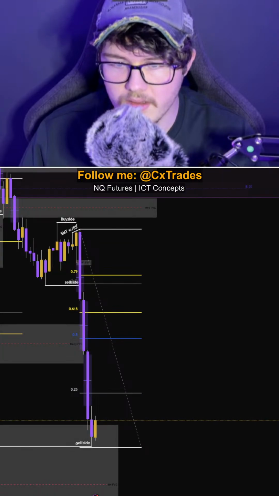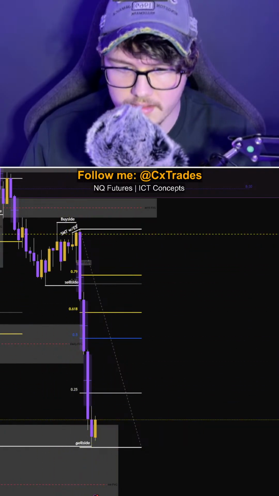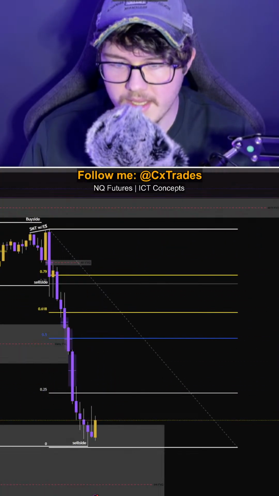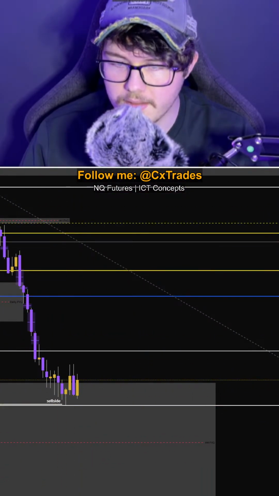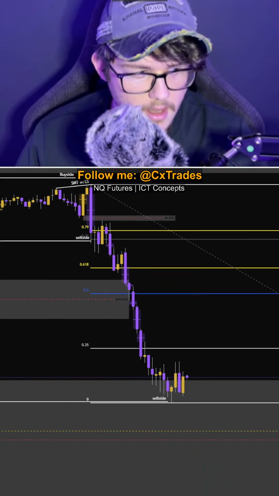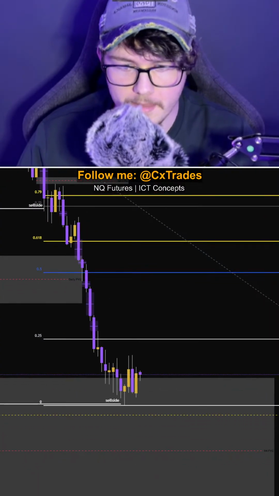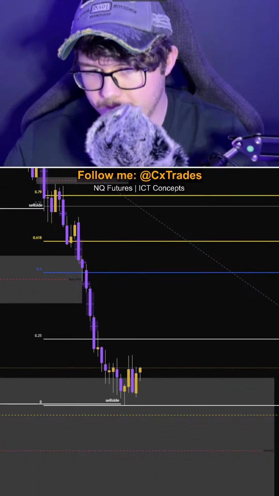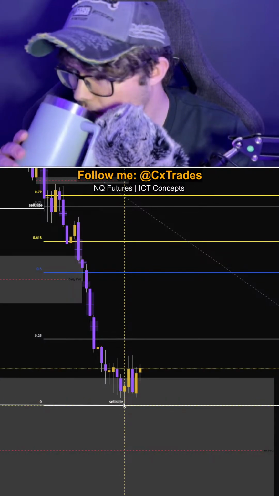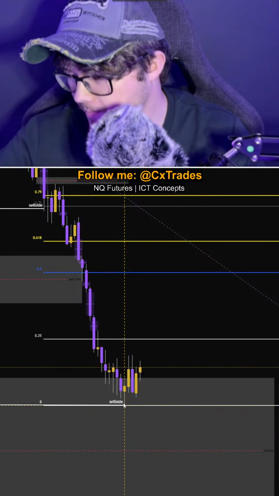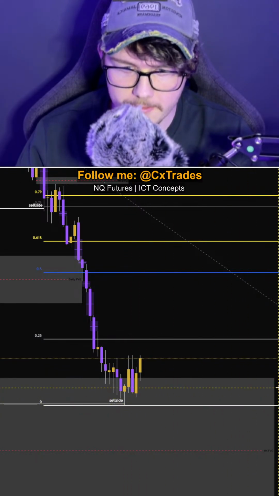Not really anything to long. Like this, it's all huge gaps here. Unless we get a secondary dig, although with a displacement and then a 30-second IFVG long, it's just not. There's nothing here. This was a very small liquidity sweep though. It's literally like a tick.